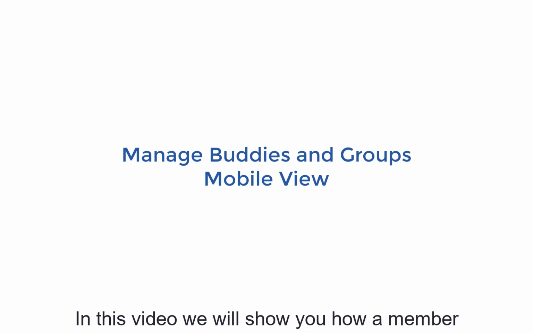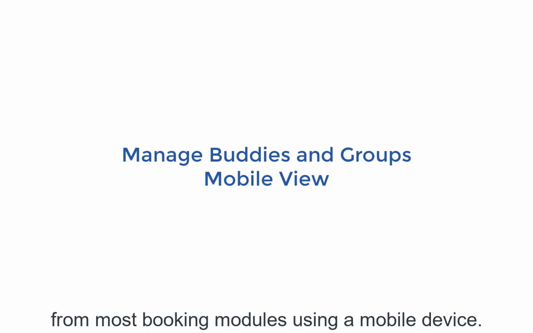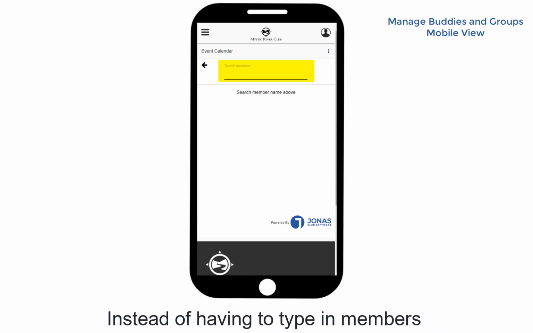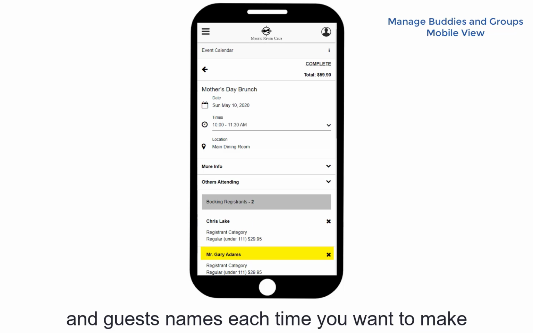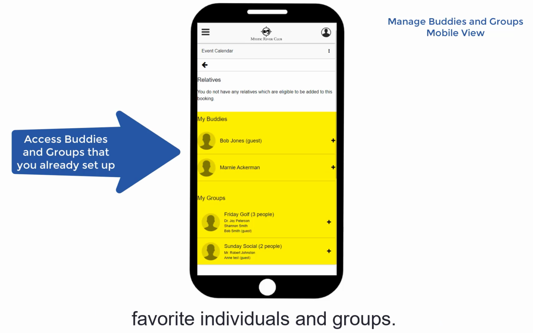In this video, we will show you how a member can create and manage their buddies and groups for most booking modules using a mobile device. Buddies and groups can be created to help make the registration process quicker. Instead of having to type in members and guest names each time you want to make a registration, you can create a list of your favorite individuals and groups.